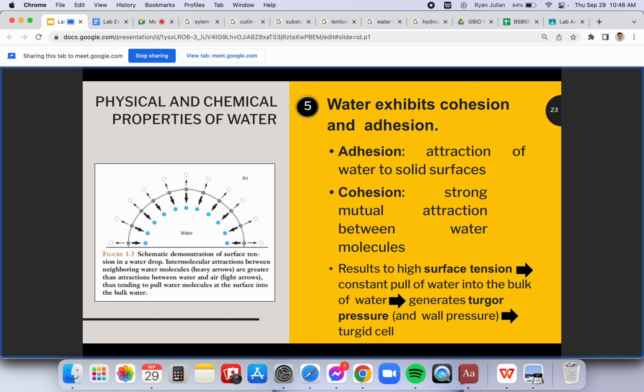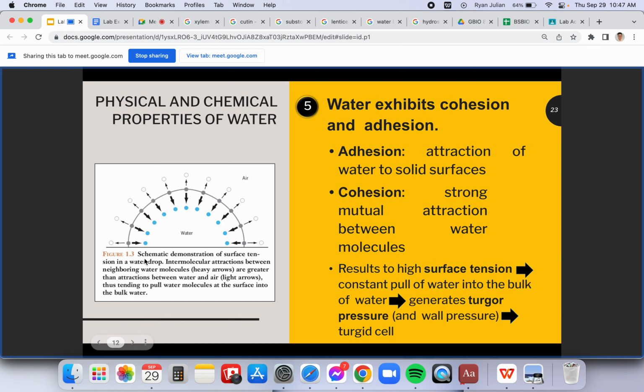If you take a look at this, for example, do you wonder why the water spider can walk through the surface of water in the river or the pond? Cohesion is responsible for that because it has the property of high surface tension. Kaya class, yung mga gagamba, di ba, lumulutang sila sa water or nagfo-float dahil mataas po yung surface tension ng tubig, which results in a constant pull of water into the bulk of water, and eventually it generates turgor pressure and wall pressure, which leads to having a turgid cell.